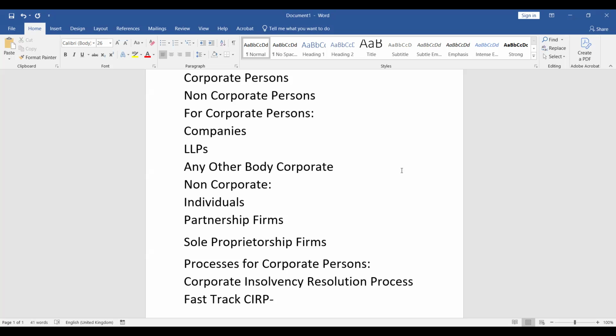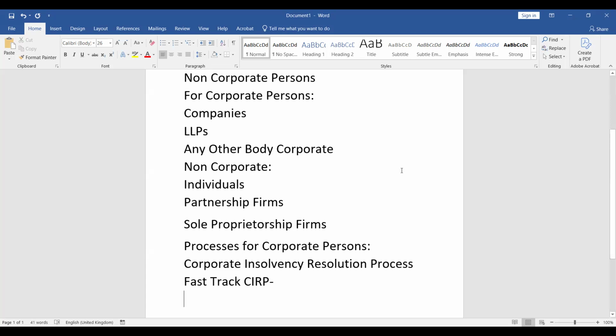Then there is a pre-pack process also. That is also for corporate persons. Now, what is this pre-pack? Pre-pack is restricted to corporate MSMEs, whereby companies which are having a particular turnover or investment can offer a scheme on their own as to how they want to repay the debt by means of a resolution plan.